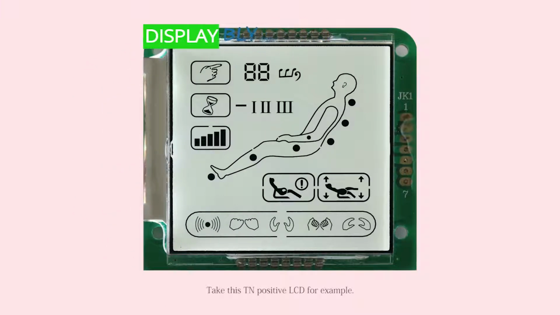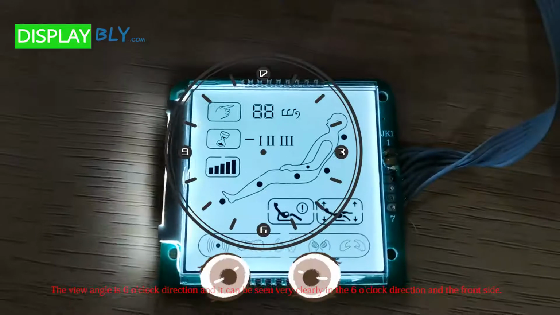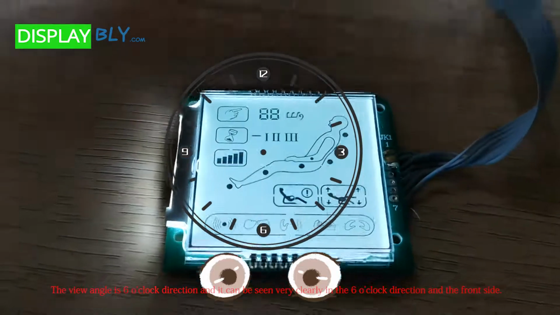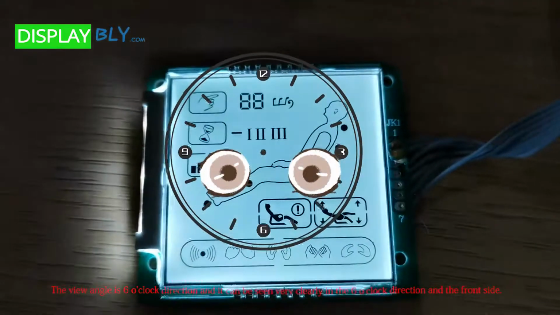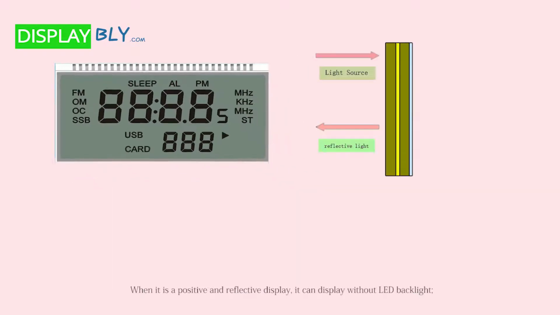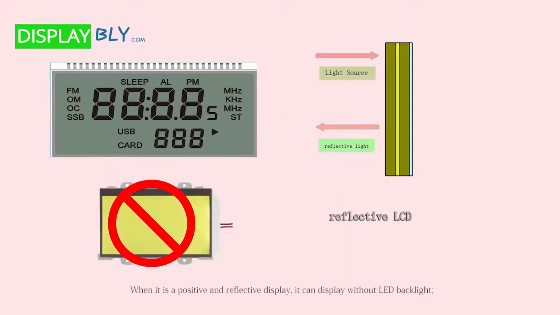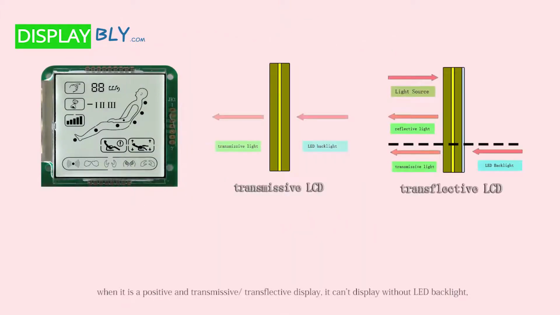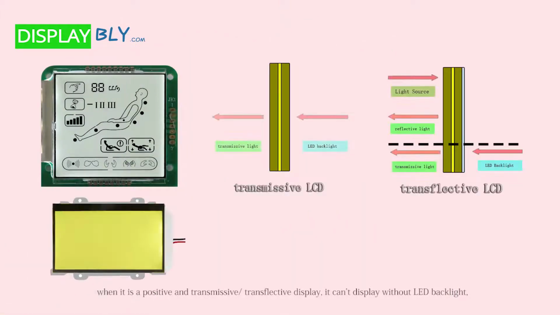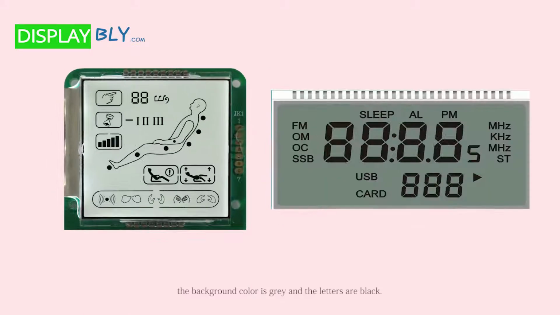Take this TN positive LCD for example. The view angle is 6 o'clock direction, and it can be seen very clear in the 6 o'clock direction and the front side. When it is a positive and reflective display, it can display without LED backlight. When it is a positive and transmissive or transflective display, it can't display without LED backlight. The background color is gray and the letters are black.